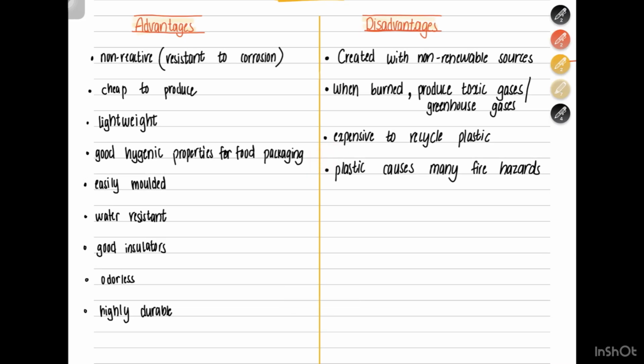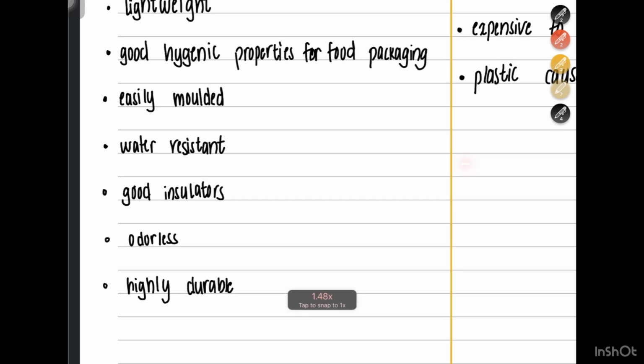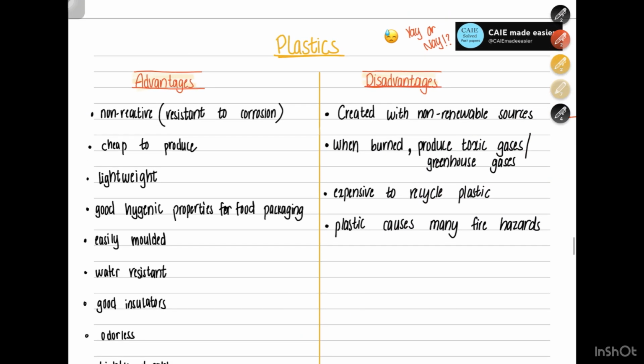Secondly, it's easily molded. Different plastics are used to make different types of products. You can make cups, pipes, plates, all sorts of things with plastic. And again, it's water resistant. Obviously, plastic bags and shower caps are made of plastic for this very reason. And it's a good insulator. In kitchens, our pot handles are sometimes made of plastic, or in other cases they're used where you don't want them to get hot. And odorless, of course, they have no smell, and highly durable. They can last years and years without rusting, without corroding.